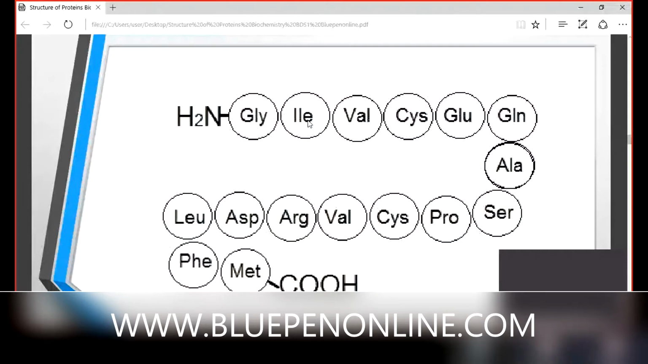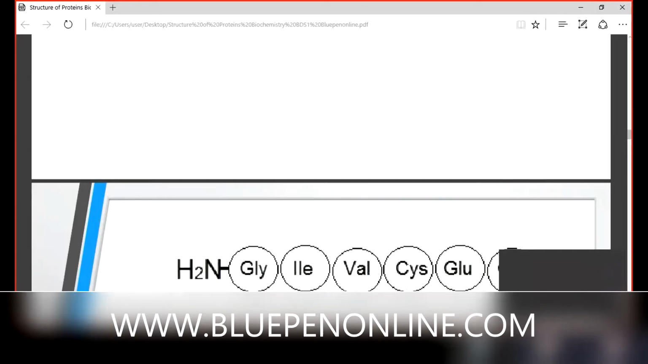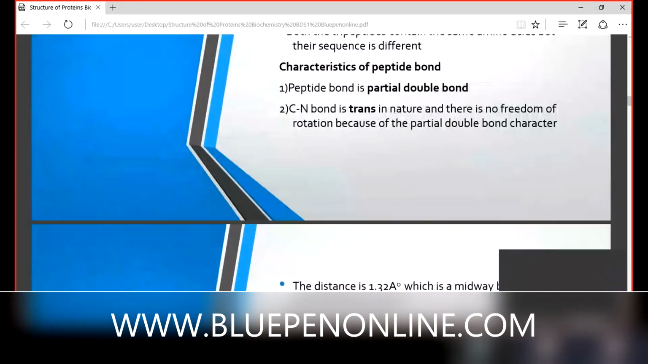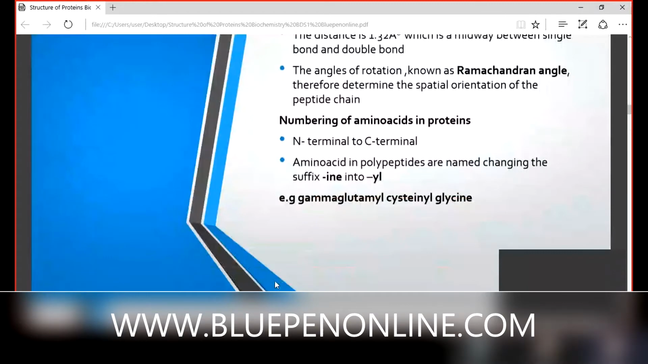Then the last amino acid is methionine. In methionine, the COOH group is not involved in peptide bond formation. So we have one amino group free in the first amino acid and one COOH group free in the last amino acid. Got the point? That's why it is known as N-terminal to C-terminal. In all these proteins, we can see this term, N-terminal to C-terminal.